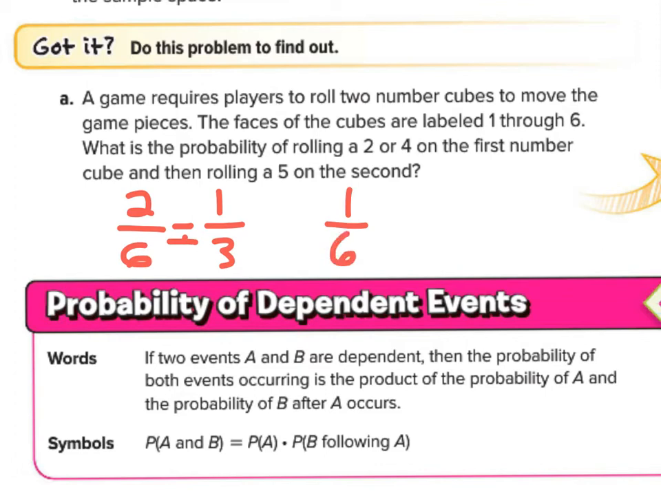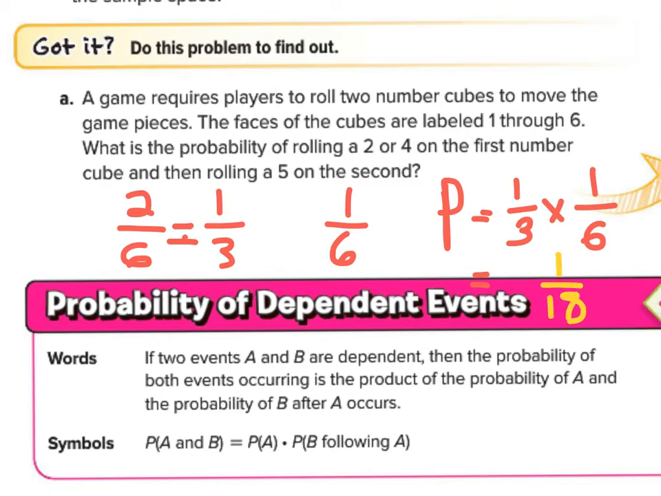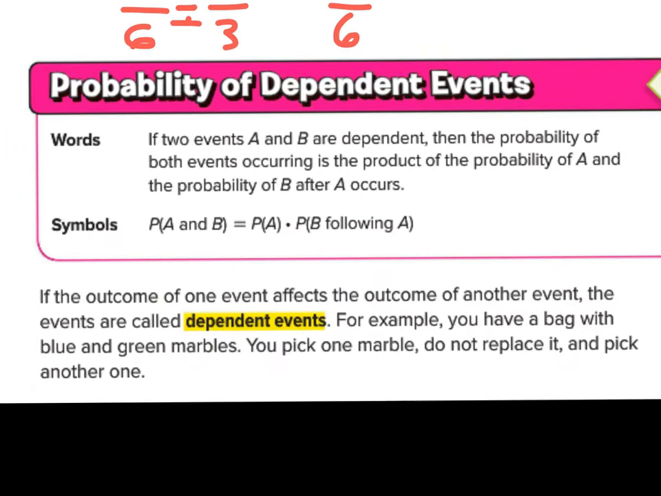That means now we have to multiply our 2 probabilities. So we have probability of 1/3 times 1/6, which would equal 1/18. And there we have it. So the probability of rolling a 2 or a 4 on a number cube, and then rolling a 5, it's 1 in 18 chances. So we've just looked at independent events.